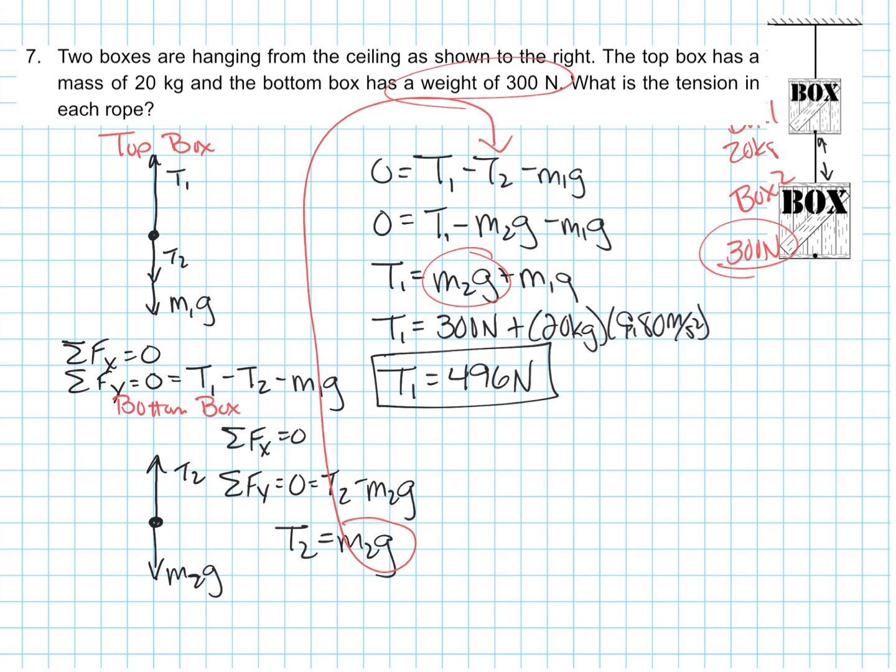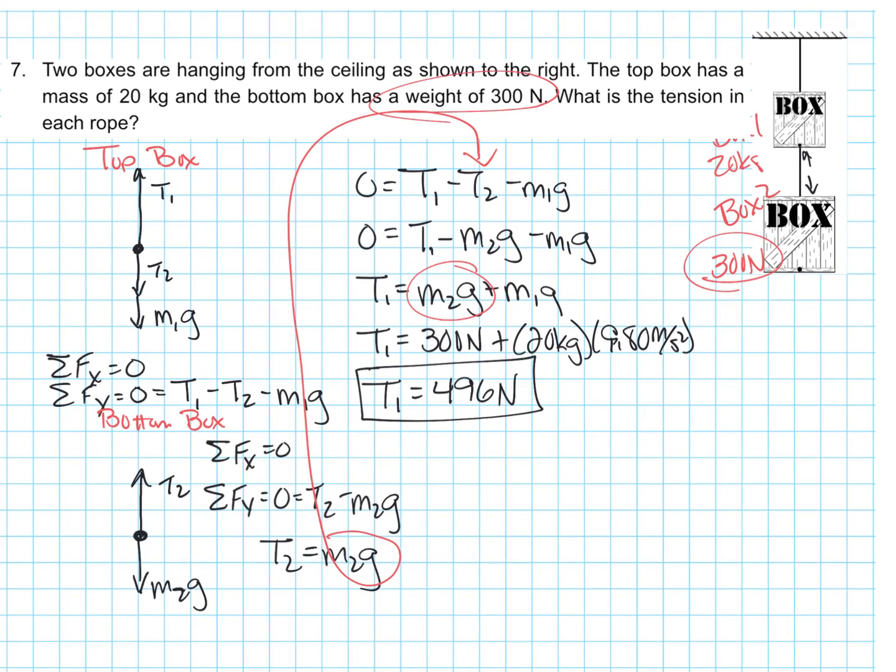So that's T1. Now it's time to find T2. To find T2, I'm going to use one of my other equations above. A couple choices here. T2 is just equal to M2G. So M2G is actually 300 newtons. So if I just use this, then I can see that T2 is equal to 300 newtons, because M2G is given to be 300 newtons.